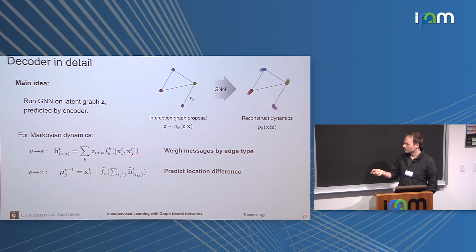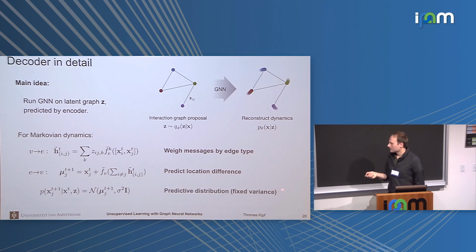This is passing messages from nodes to edges, and then you go back from edge space to node space. And here we use what looks like a residual connection, but the idea is that we predict the location difference instead of predicting the location itself. It's easier to predict location differences because it's independent of the coordinate system. And lastly, because this is a predictive model, we would like to predict a distribution instead of just a single point estimate. So here we choose a fixed variance, but of course you can also think about modeling this as some kind of parameterized distribution whose parameters you learn. It doesn't have to be Gaussian.